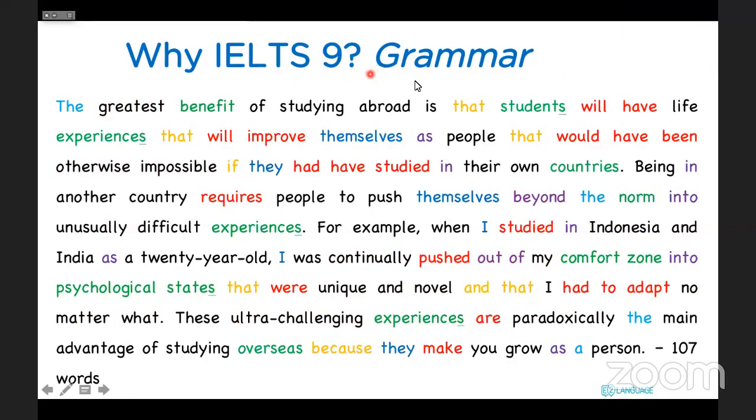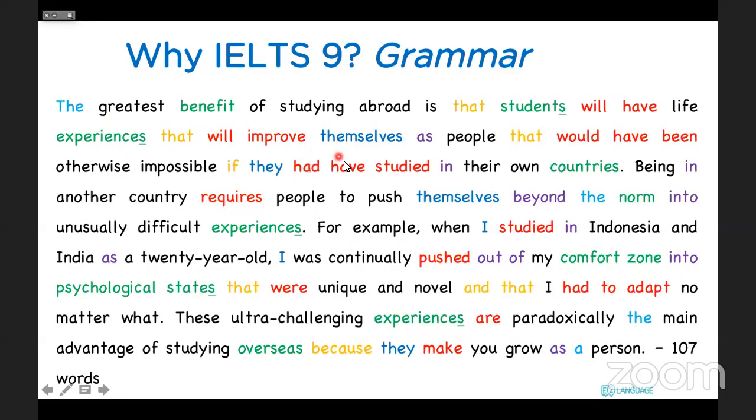What about grammar? Okay, let's look at this because this looks a bit colorful. Here we go. Let's first look at the red words. These are verbs. Red are verbs. So I've used a variety of different verbs.